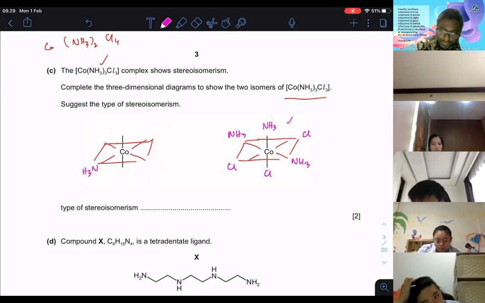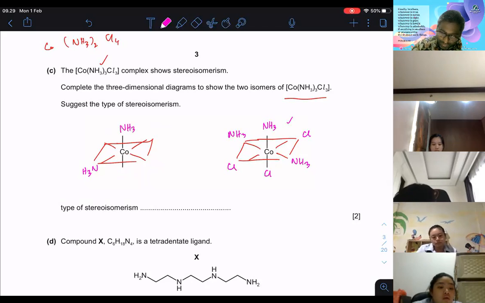The idea is to show whether they are cis or trans. So I will put it here, NH3 and then Cl. I will put the ammonia side by side here, and then Cl side by side here. It's much easier to see. But if you look over here, there are two ammonia here, and then one ammonia across. Two chlorine, another one across. So this one is going to be more towards cis and trans. They didn't ask, it's a bit complicated. So the type of isomerism is going to be geometric isomerism, or you can say cis or trans.